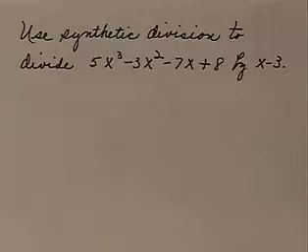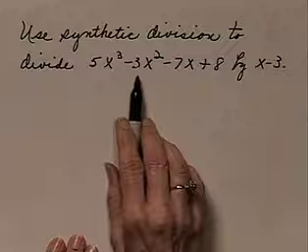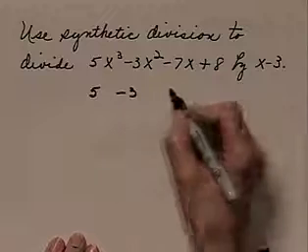Now, there is a way that we can do long division that's a little bit easier than this, and that's called synthetic division. Let's take a look at an example involving synthetic division. We'll use synthetic division to divide 5x cubed minus 3x squared minus 7x plus 8 by x minus 3. Now, we are going to work with the coefficients in this expression. 5, negative 3, negative 7, and 8. And we'll put those in a row.